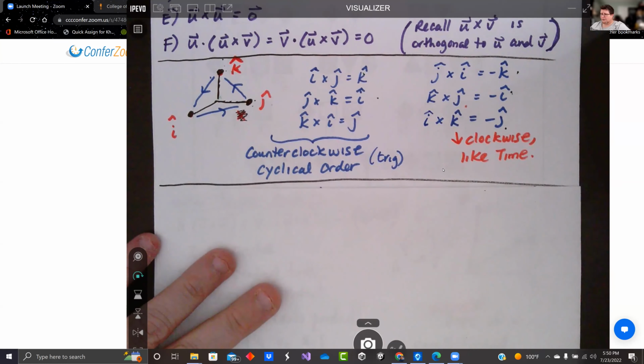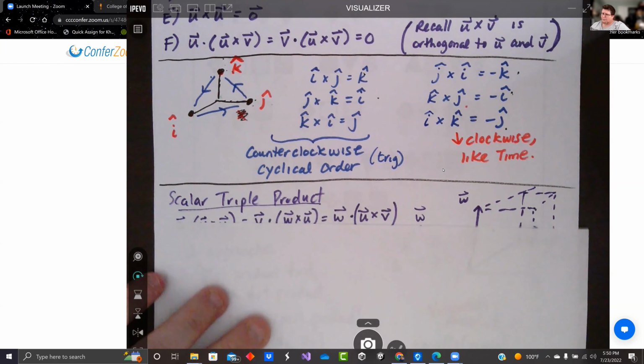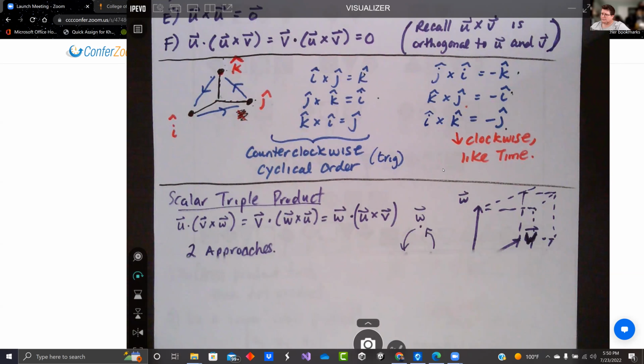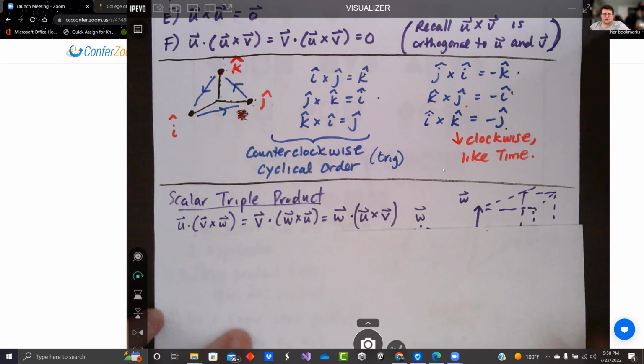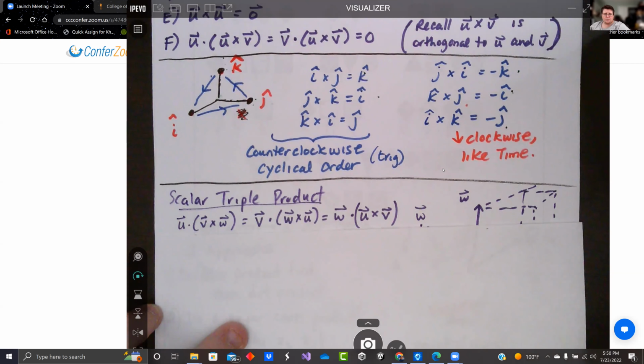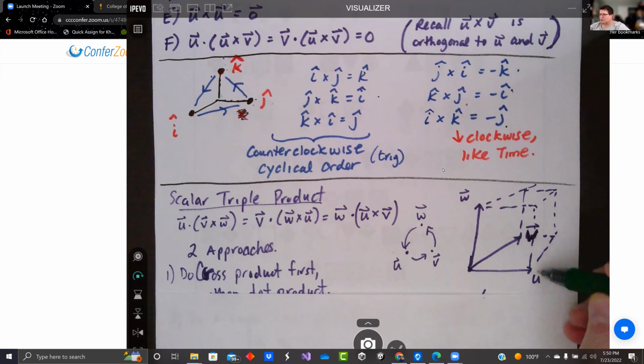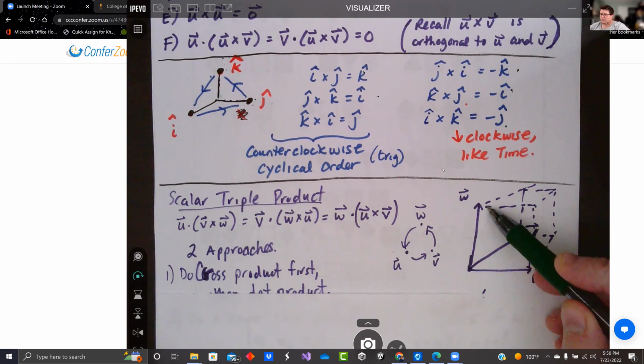Little things to remember. Then we have the scalar triple product. There's three ways of writing it. You take two vectors, you cross them, and dot the result with the third vector. So in my orientation, I've got U and V like this, W upwards. This process works.